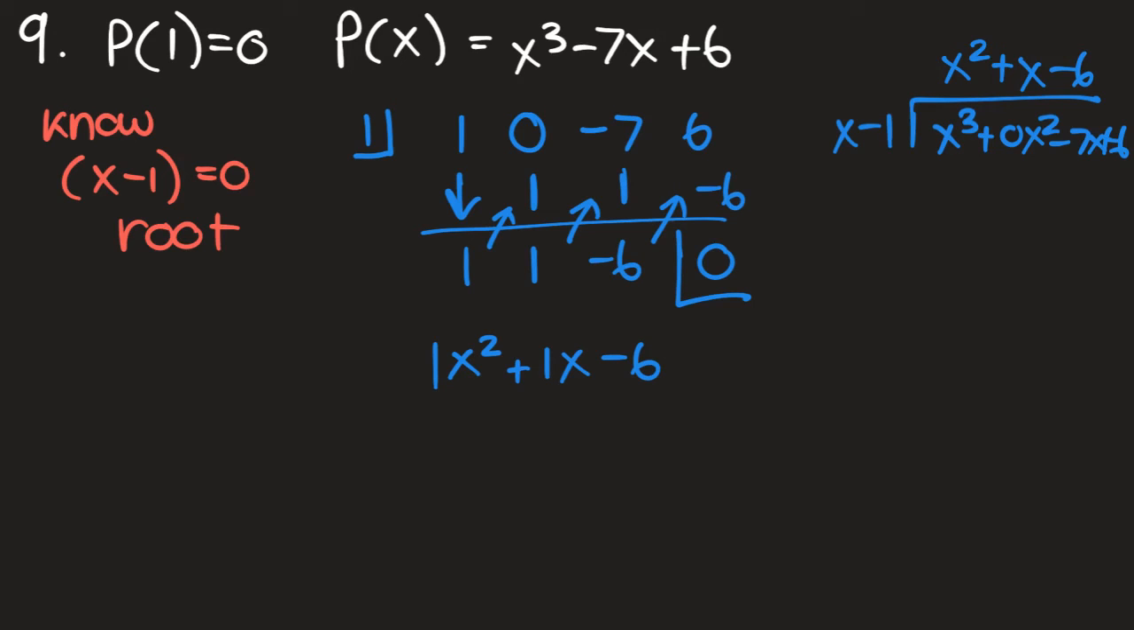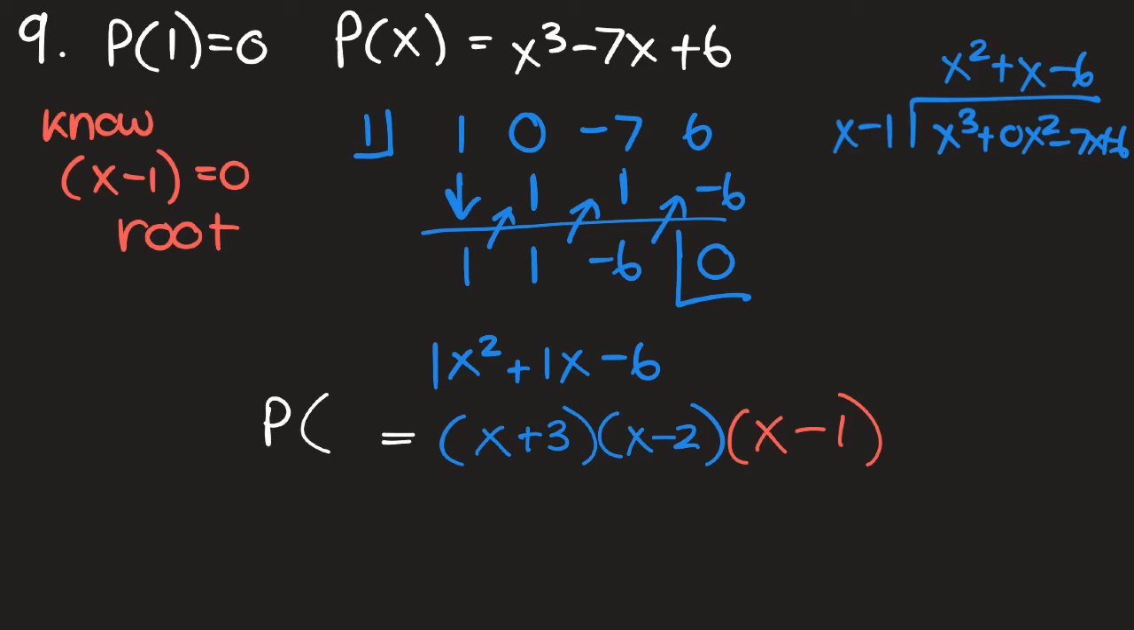So now, to find my remaining roots, I'm going to factor this out. And when I factor this out, I should get x plus 3 and x minus 2. That's from the remaining quadratic, right? I also know that from the very beginning, we learned that x minus 1 was a root. Therefore, this is my factored polynomial.